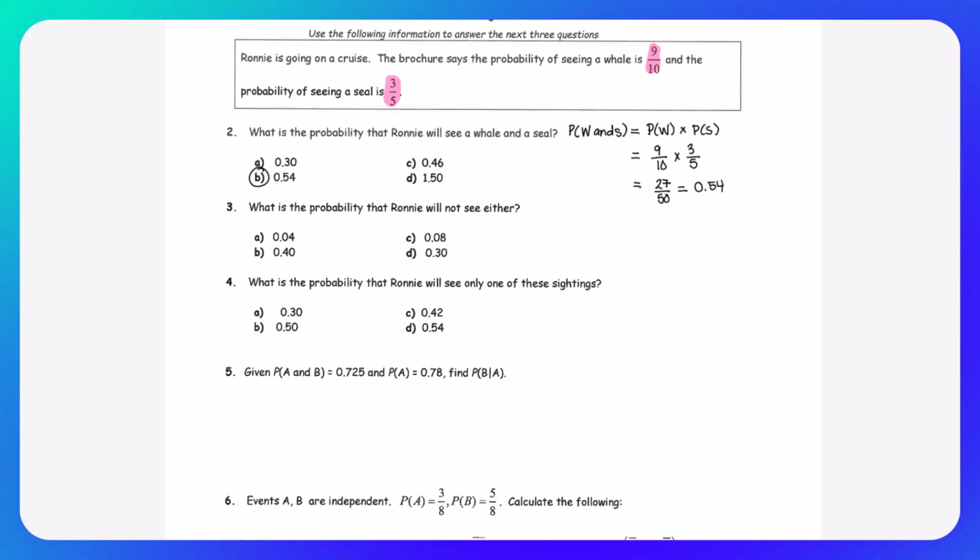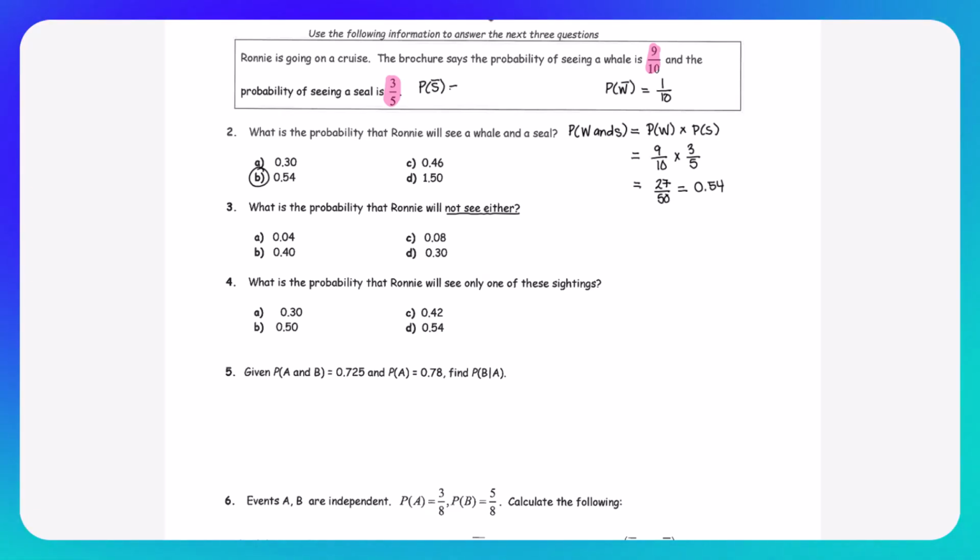What is the probability that Ronnie will not see either? Well, this means we need to know what the complement of each of these things are. In other words, what is the probability that we do not see a whale? Well, if the probability of seeing one is 9 out of 10, that means the probability of not seeing one is 1 over 10. Likewise, with the seal, the probability of not seeing a seal equals 2 over 5.